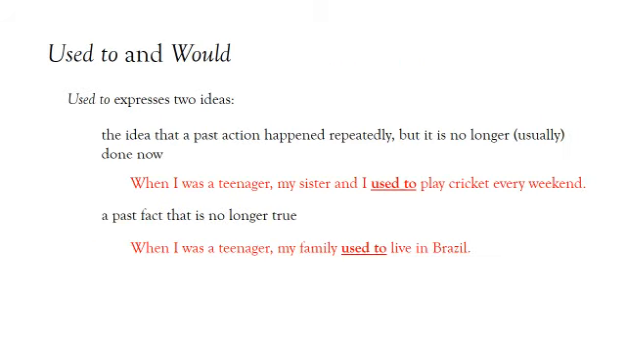As the last examples for the past time, let's take a look at the expressions used to and would. Now, used to conveys two slightly different meanings. The first one is the idea that a past action happened repeatedly, but it is no longer usually done now. So we're talking about something that happened on a regular basis, something that happened repeatedly in the past, but we don't know whether it's happening now. It usually does not happen now.